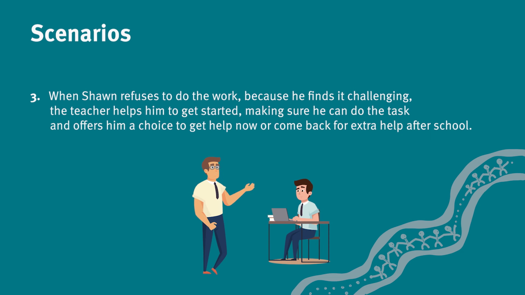When Sean refuses to do the work because he finds it challenging, the teacher helps him to get started, making sure he can do the task and offers him a choice to get help now or come back for extra help after school. Yes, this consequence is likely to be effective.